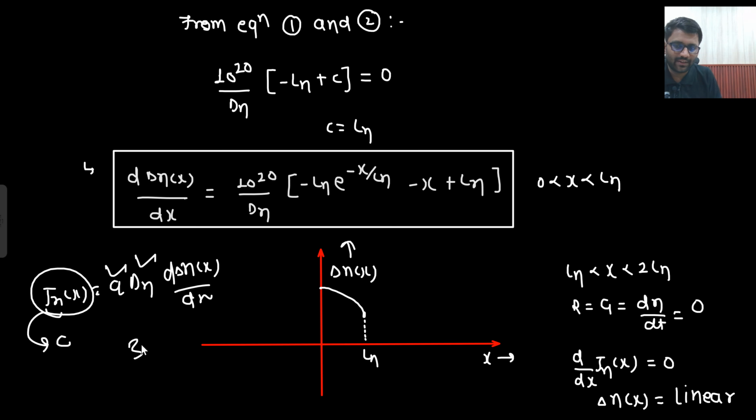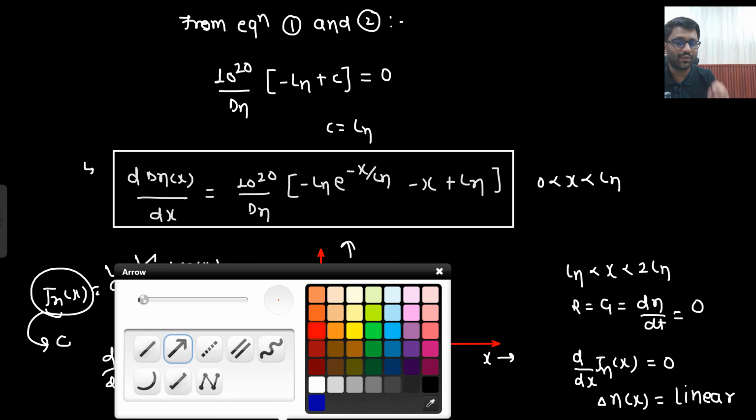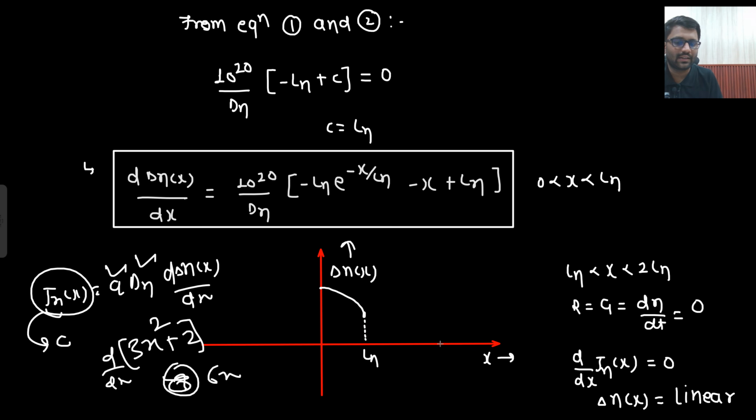Because let's just say there is a linear function 3x plus 2. What is the differentiation of this? 3, a constant value. But if it was 3x square, then what will be the differentiation? 6x, which is not possible. So by using your intuition, without using any mathematics, I have said that it will be linear only. Say yes or no? Okay, it will be linear only.